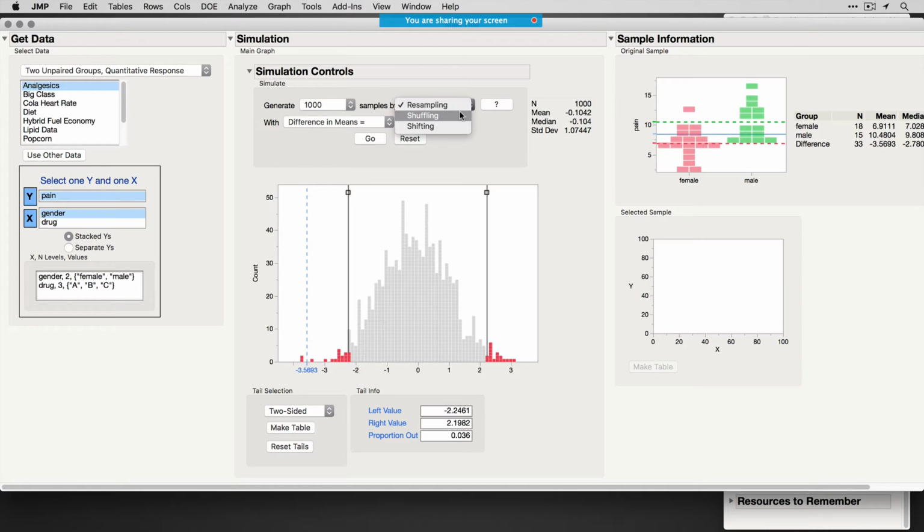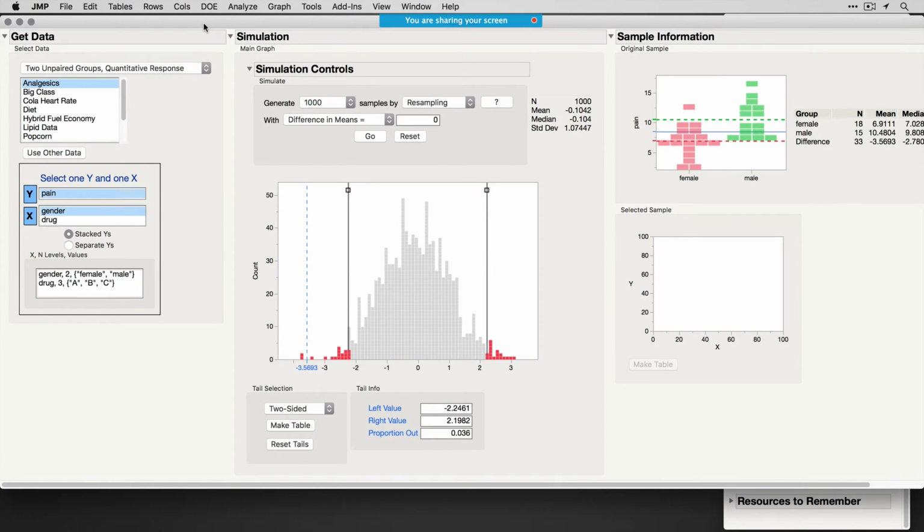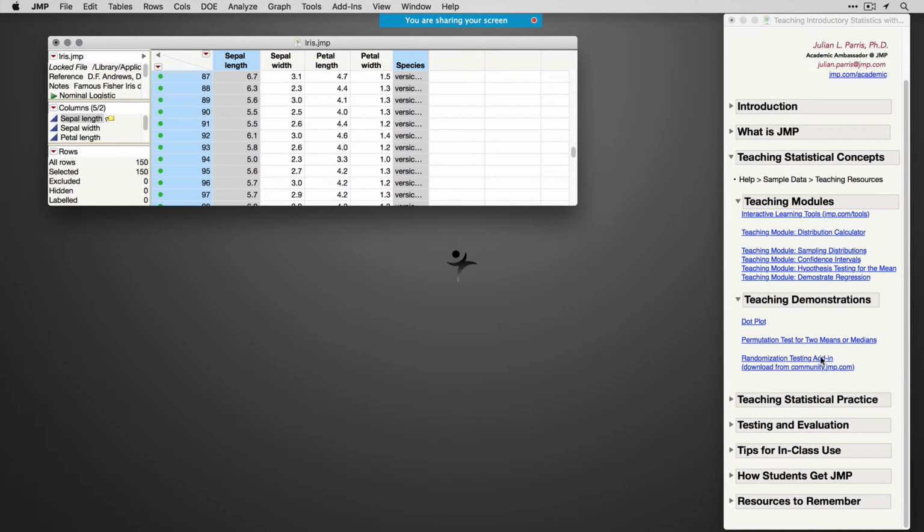We can do the observations by resampling, by shuffling, by shifting. There's a lot of controls here that let you show these differences depending on how you want to teach this kind of simulation approach to inference. So that's a great tool if you are teaching with randomization testing. The very simple version is the permutation test for two means or medians that's built in, but I really highly recommend downloading that randomization add-in if you like teaching with that sort of thing.